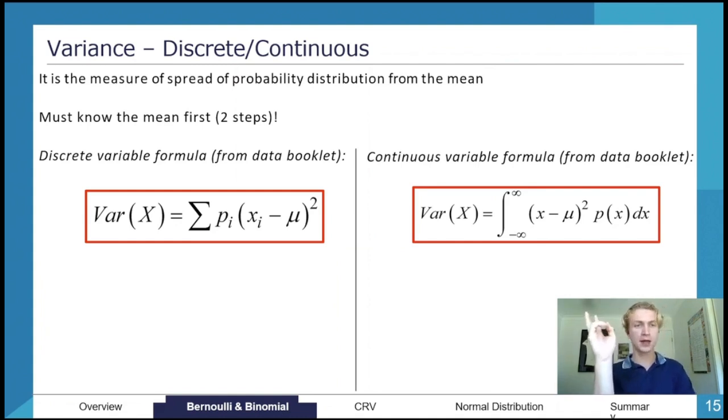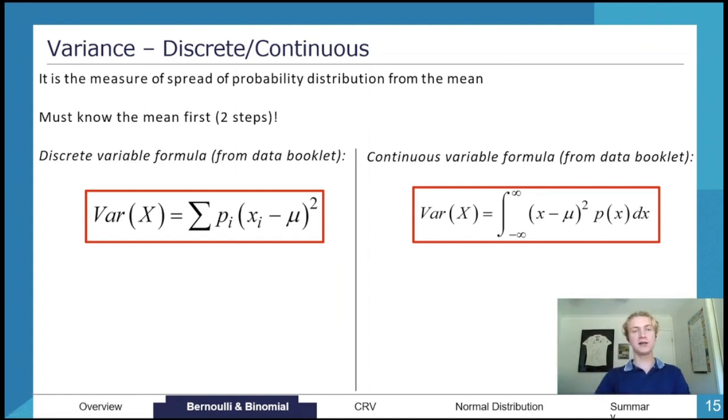The reason being, you have to know the mean first. These formulas, what you'll notice is they actually involve nu. So this is the symbol nu. And what is nu? It's the expected value. It's the mean. So because we have to know the mean, you actually have to sub in the mean to this equation first.